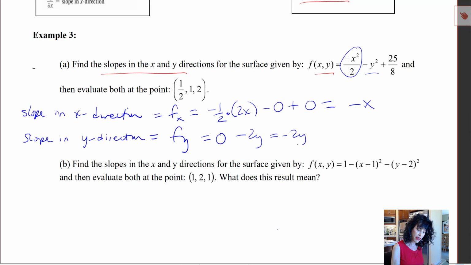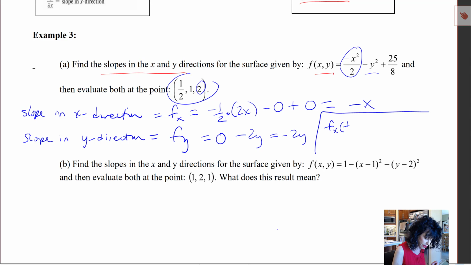Now, if we're going to evaluate each of these at the point (1/2, 1, 2), they're giving us the z coordinate, which is nice, but we don't need that because neither of these partials have the variable z in there. So really what we're doing is we're taking fx and evaluating it at the point (1/2, 1), which is in the xy plane. And that's going to be negative x or negative a half. The negative has a meaning here. It means that if you were standing on the mountain and you were looking in the positive x-axis direction, you would have a negative slope, so you'd be able to ski downhill.